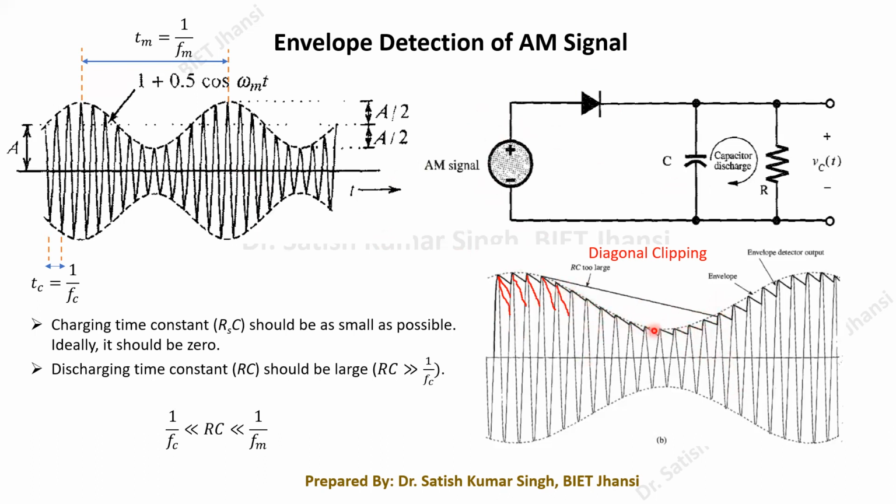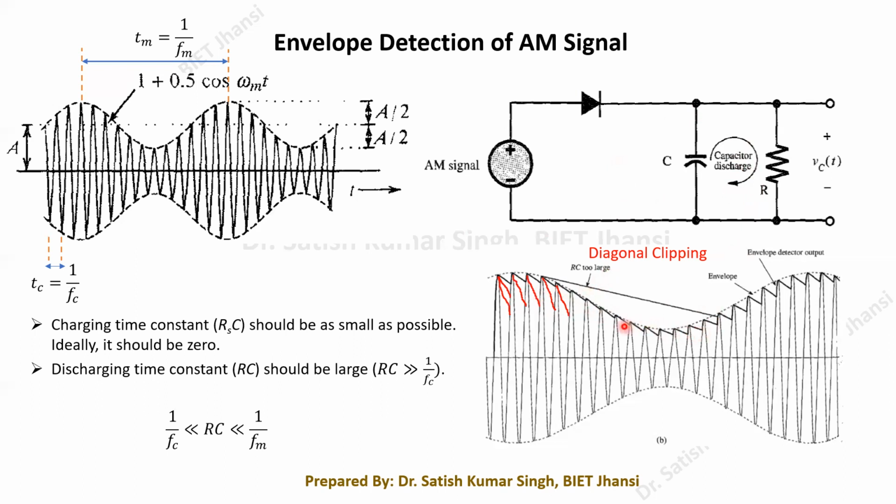This variation would not appear, or your capacitor will not be able to follow this particular variation. Basically this portion of the message signal will be skipped. We will not be able to follow it, or you can say that it will be clipped.